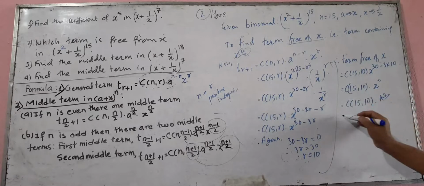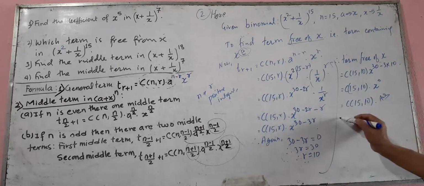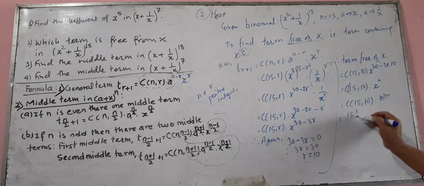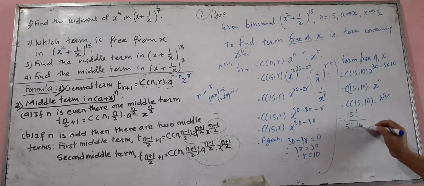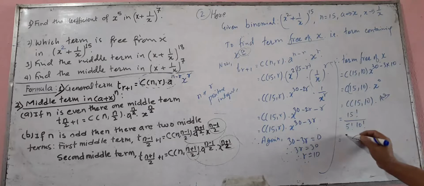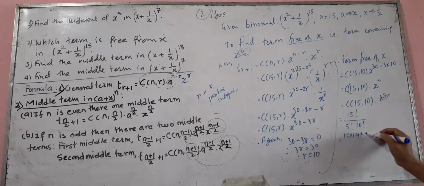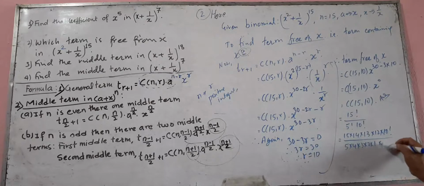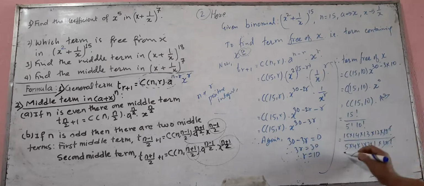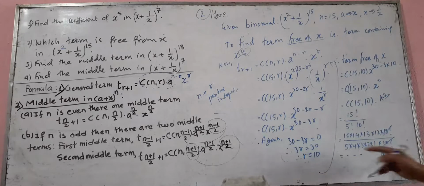You can expand it. Okay, sometimes you can expand it, that is 15 factorial by (15 minus 10) factorial, that is 5 factorial into 10 factorial. Okay, and then 15 into 14 into 13 into 12 into 10 factorial by 5 into 4 into 3 into 2 into 1 times 10 factorial, and you can get the answer. Okay, simplify yourself.